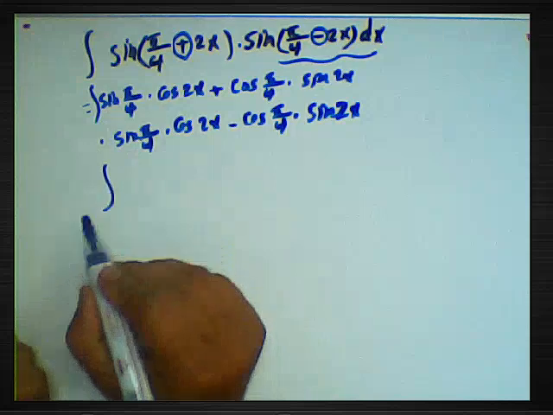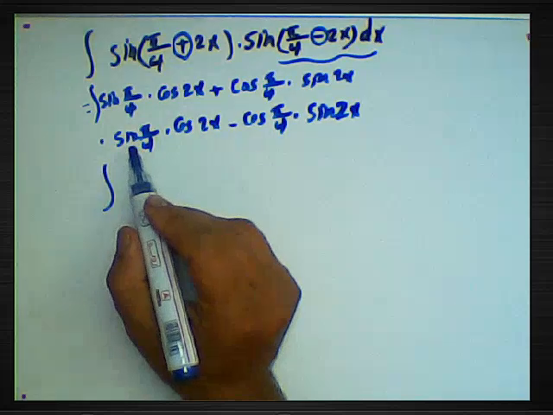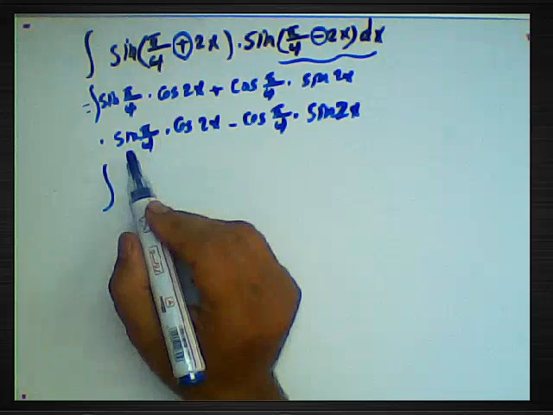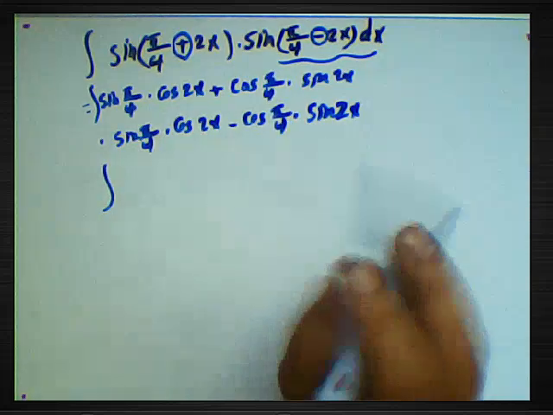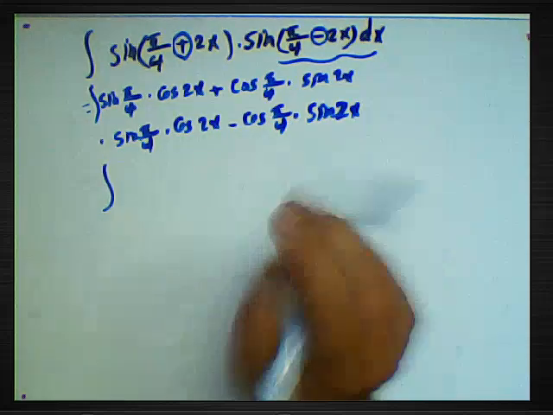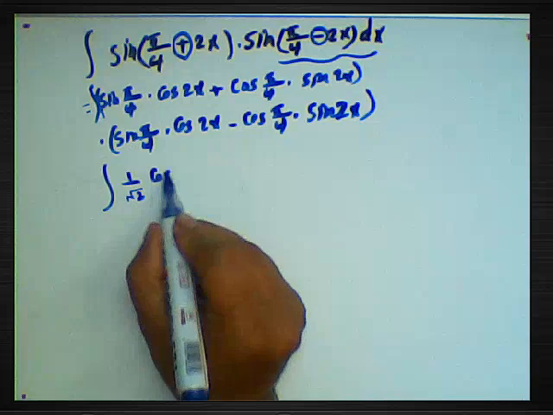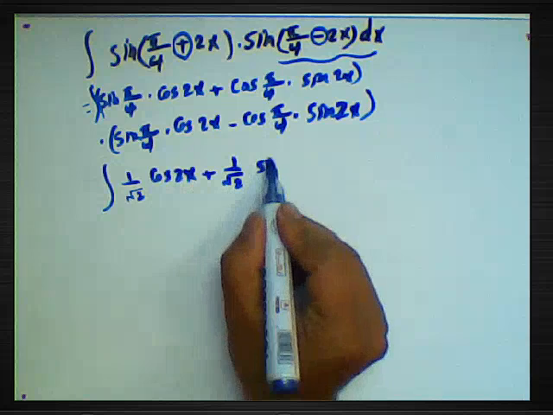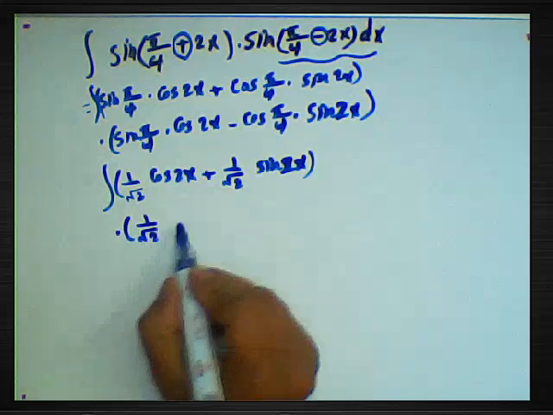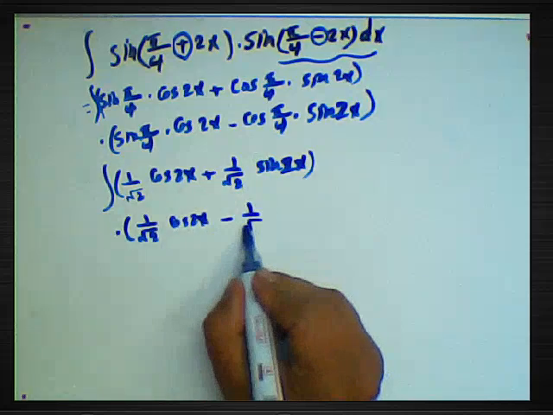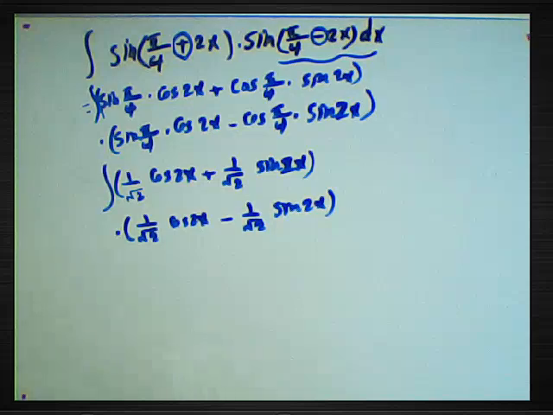Okay, we can write the result here, sine pi over 4, it will be 1 over what? Sine pi over 4, it will be 1 over root 2. Okay, and here 1 over root 2, and here 1 over root 2, and here 1 over root 2. Okay, we have multiplication between them. The result here, 1 over root 2 cosine 2x plus 1 over root 2 sine 2x, this angle. Okay, multiplication by the result here, 1 over root 2 cosine 2x subtract 1 over root 2 sine 2x. About this result, we can find the result by multiplication by them.